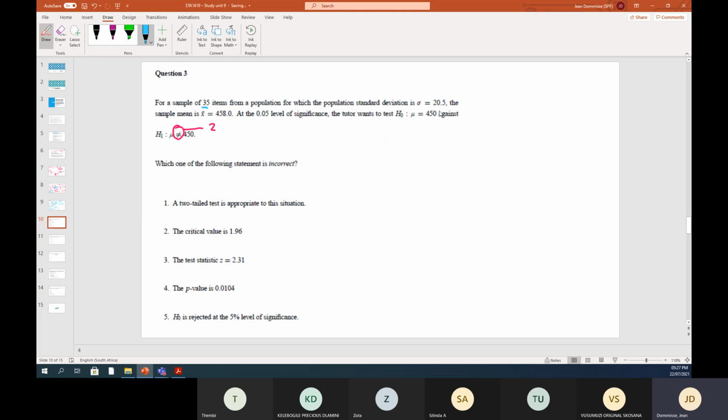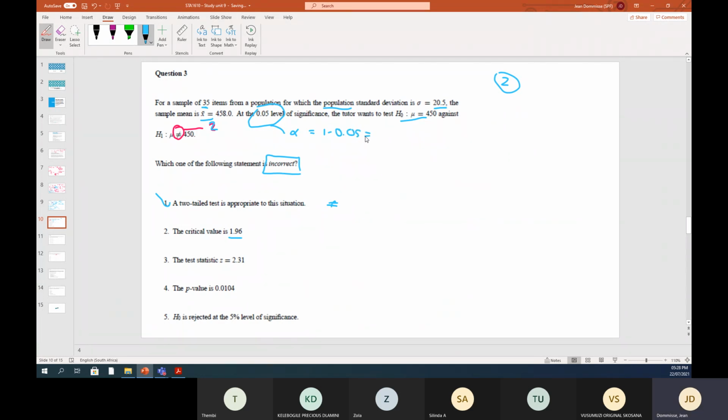So we've got the sample, finally got the standard deviation. It's a population standard deviation, so we can work with Z. We've got the sample mean. We've got a 0.05 level of significance. We've got equal, not equal, so we know it's also a two-tail. So let's look at the options. Again, incorrect. A two-tail test is appropriate. Yes, it is, because we've got the not equal. So when we have a not equal, it is two-tail. The critical value is 1,96. So if that is alpha, we know that 1 minus alpha is also your level.